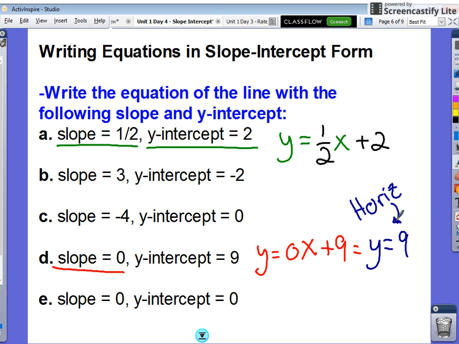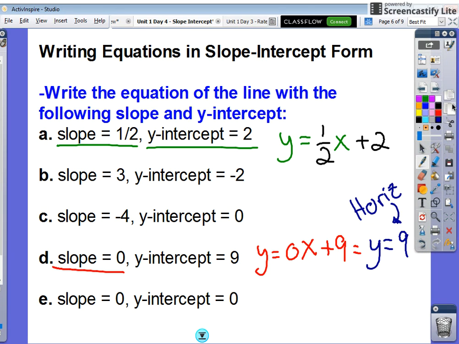Okay, so press pause, take a few minutes to finish up the rest of those, and make sure you have a good understanding of how to create an equation of a line given the slope and given the y-intercept.